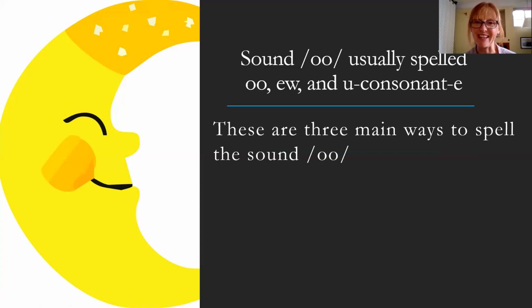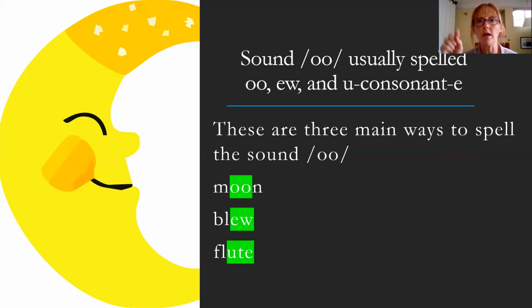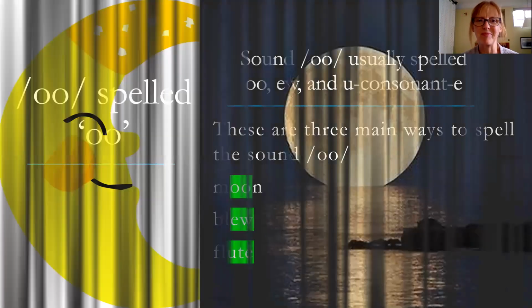Unfortunately, they're not the only ways. There's moon, with a double O, that makes the OO sound. There's blue, like the wind blew, with the EU, OO sound. There's flute, that's the OO with the U consonant. In this case, it's consonant T, and then the silent E at the end. So those are the three main ways. We'll look at a couple more as well.